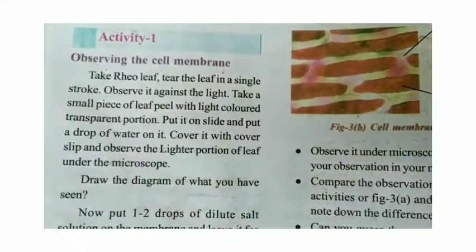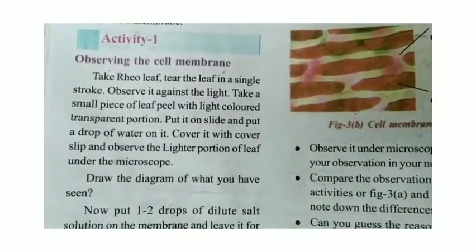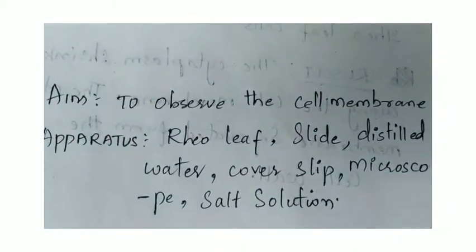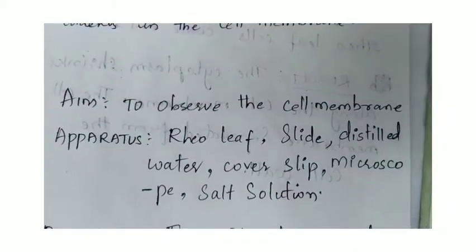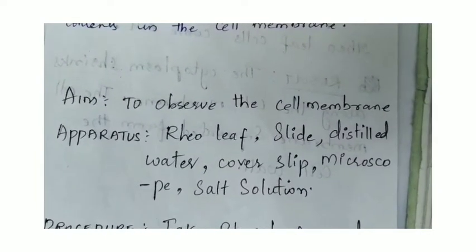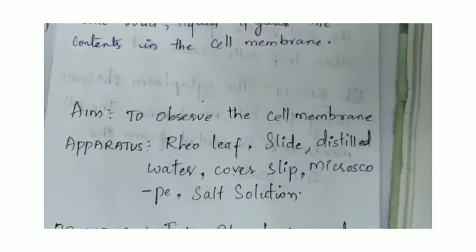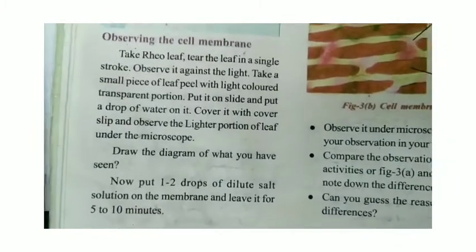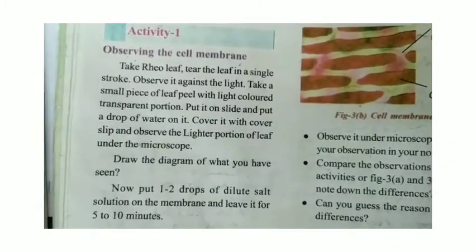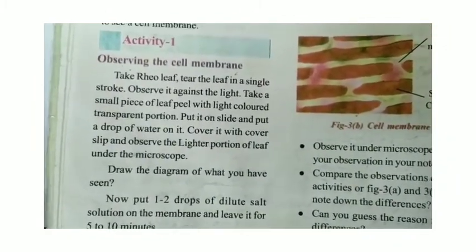Now let's start activity 1, observing the cell membrane. So our aim is to observe the cell membrane. The apparatus required for this activity: rheolite, slide, distilled water, cover slip, microscope, salt solution. The procedure is: take a rheolite and tear it in a single stroke and observe it in light.